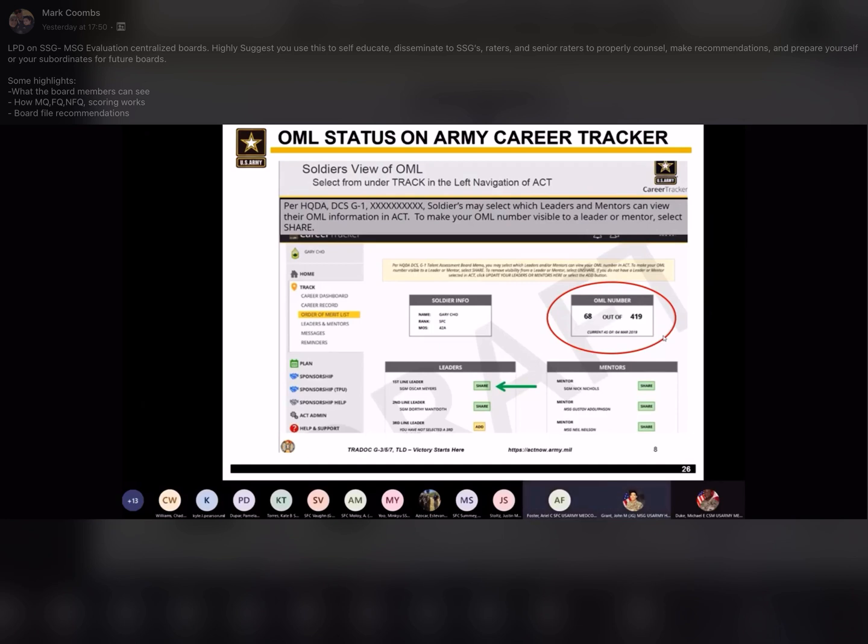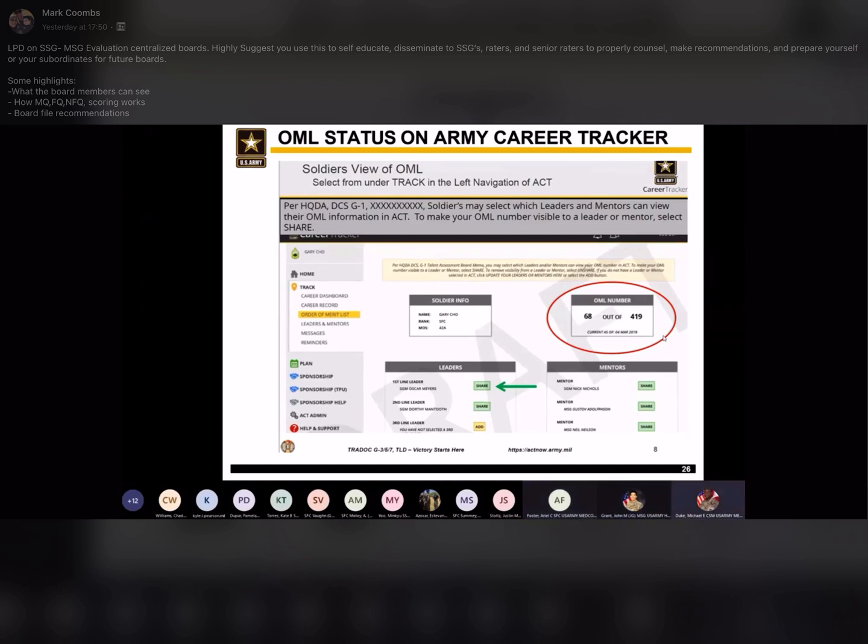I guess it does, but specifically speaking for medical MOSs, for instance, I'm a 68 Quebec. If I saw this list come up, am I looking at my OML number out of all 68 Quebecs or all 68 series? That depends. If you get promoted to Master Sergeant, what does your MOS become? It stays the same as a 68 Quebec. Now, do any other MOSs switch to a 68 Quebec when they promote to Master Sergeant? Negative. So yes, your number will be strictly based on the 68 Quebecs. Okay, thank you for clarifying that. I appreciate it, Master Sergeant.